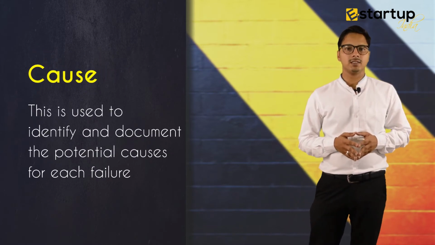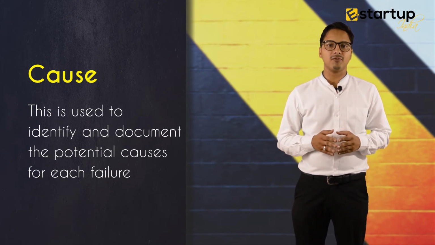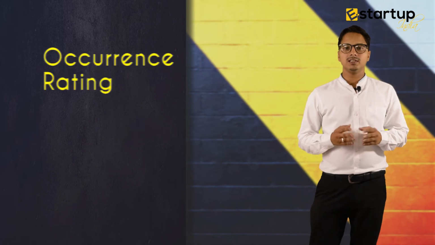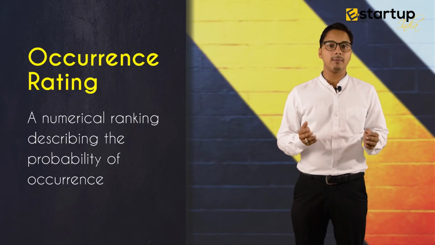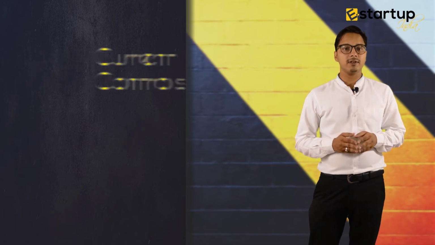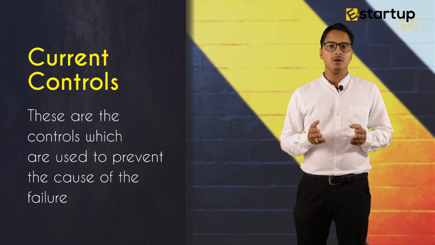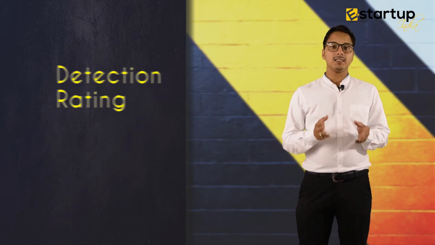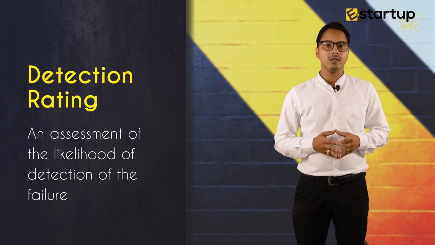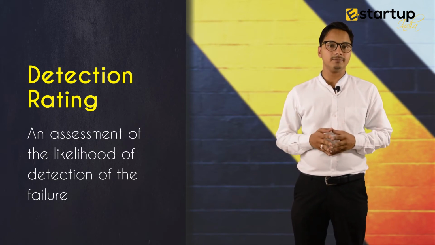Fifth, causes. This is used to identify and document the potential causes of each failure. Sixth is occurrence rating, a numeric ranking describing the probability of occurrence. Seventh is current controls. These are the controls which are used to prevent the causes of the failure. Eighth is detection rating. It is an assessment of the likelihood of detection of the failure.